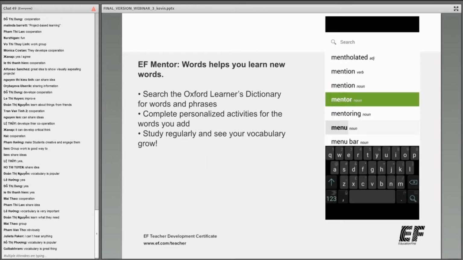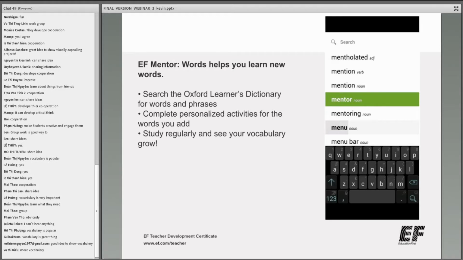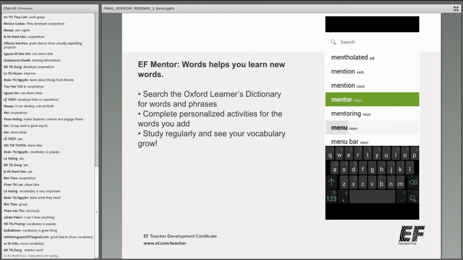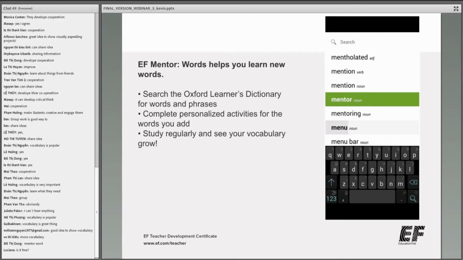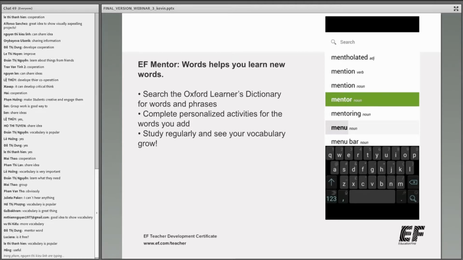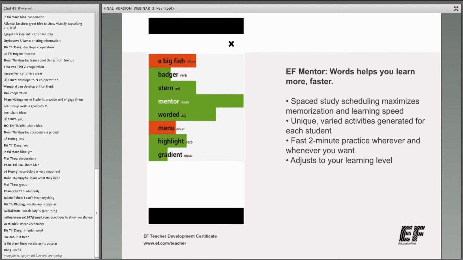So this application helps students with vocabulary. And the way it works is that it uses the Oxford Learner's Dictionary to come up with words and phrases. The students do activities, and based on the activities that they do and their level of English, the app will then come up with new vocabulary, with new activities for them to do.